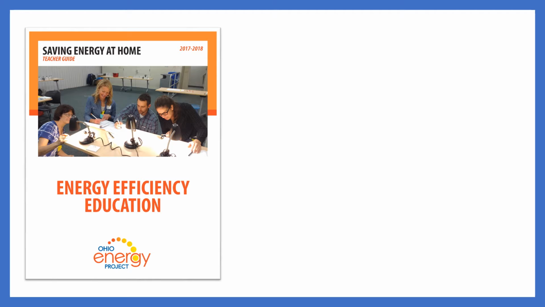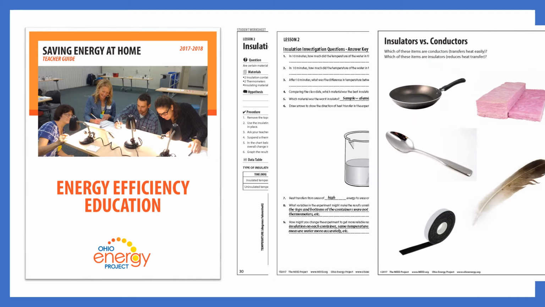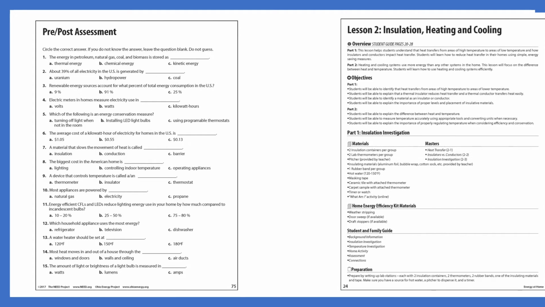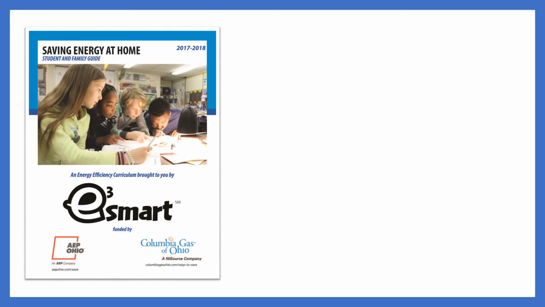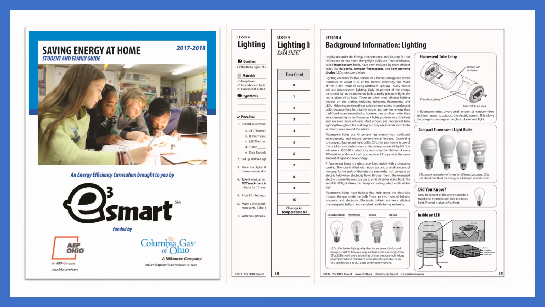You will be receiving a new teacher guide, which includes lab sheets, answer keys, and master sheets. This guide also includes an optional pre-post assessment and student guide page references throughout to help with ease of instruction. Each of your students will receive a student guide, which includes lab instructions, data sheets, and background information, just as last year. New this year, all student guides will be perforated for ease of homework collection.